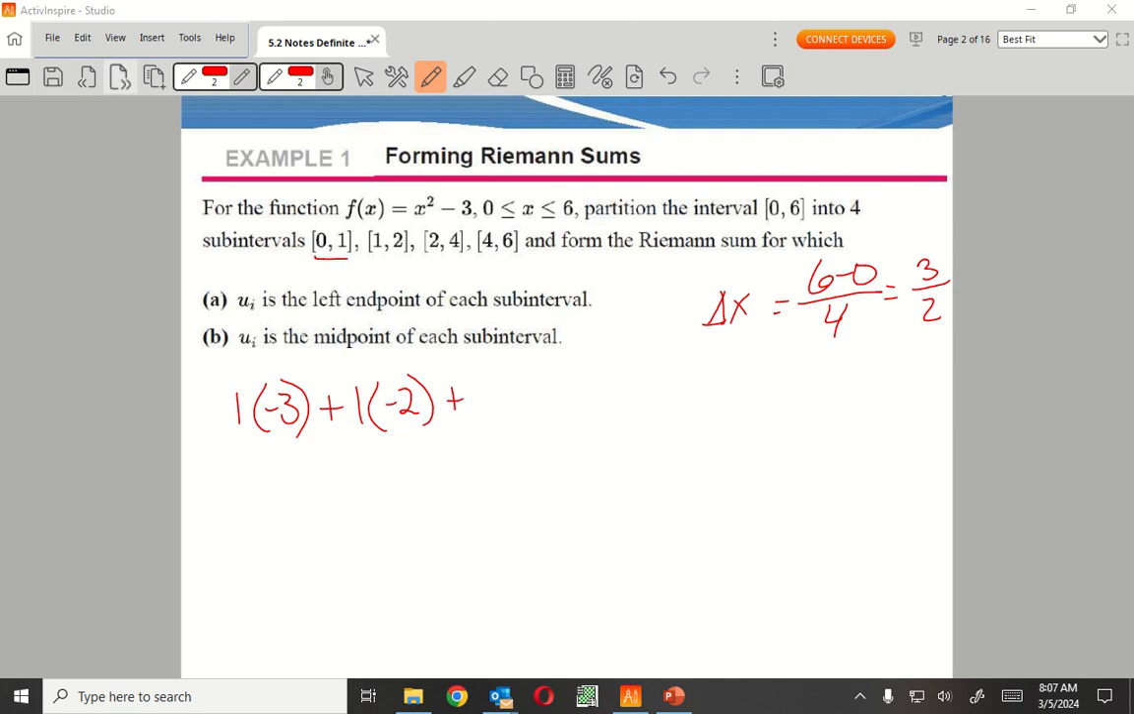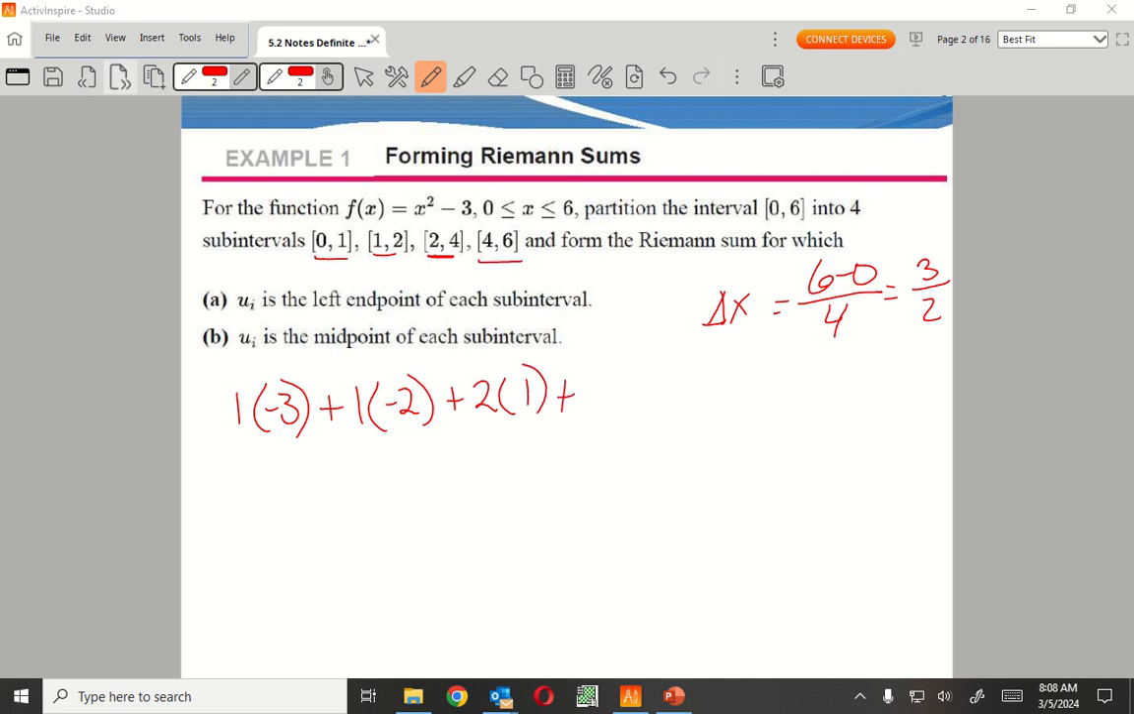Plus, now we just did that one. Now we're on this one here. What is my width right there? Yeah, that one's going to be 2. So it's 2 times, I'm plugging in which one, the 2 or the 4? It's the 2, right there. So 2 squared is 4, minus 3 is 1.